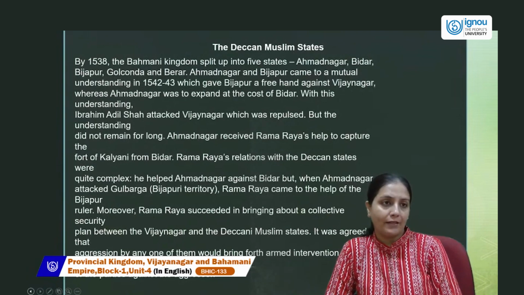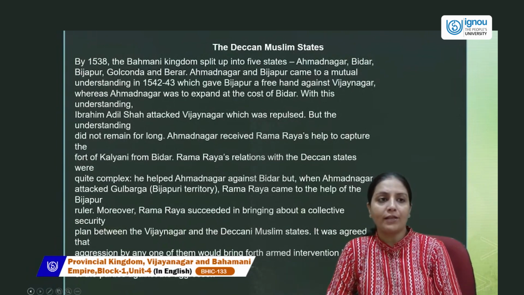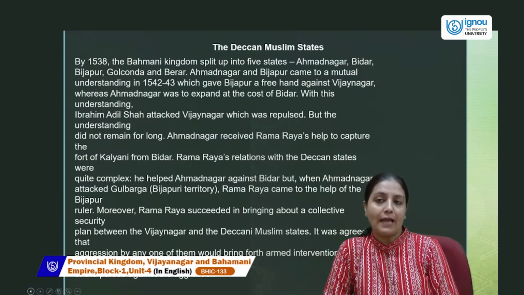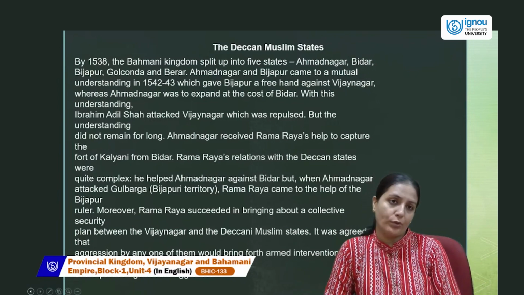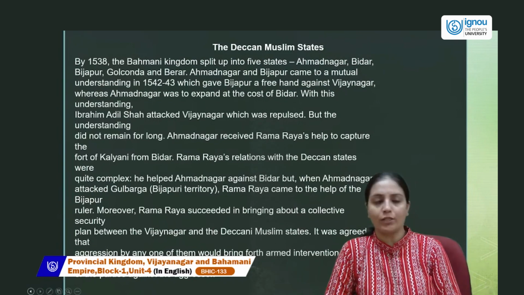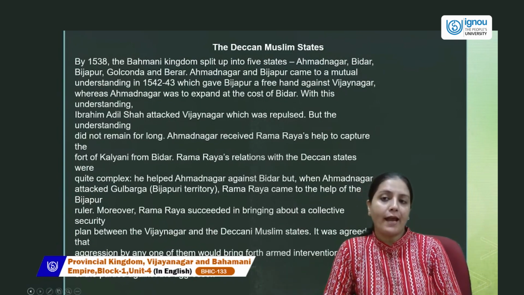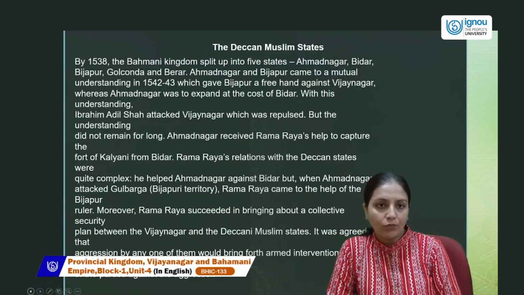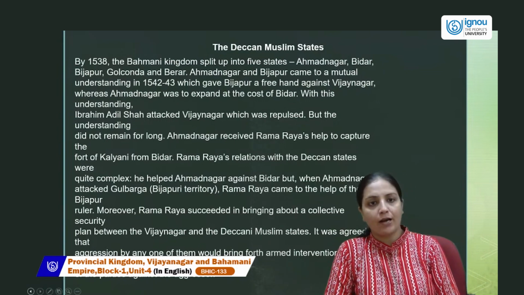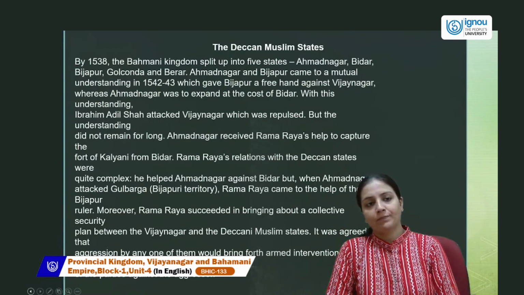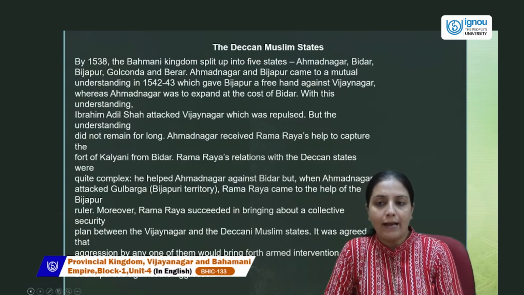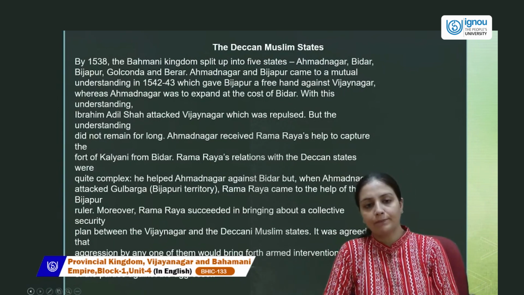The Muslim states of the Deccan at that time. By 1538, the Bahmani kingdom had split up into five states: Ahmednagar, Bidar, Bijapur, Golconda, and Berar. Ahmednagar and Bijapur came to a mutual understanding in 1542-43, which gave Bijapur a free hand against Vijayanagar, whereas Ahmednagar was to expand at the cost of Bidar. With this understanding, Ibrahim Adil Shah attacked Vijayanagar, but was repulsed. But the understanding did not remain for long. Ahmednagar received Rama Raya's help to capture the fort of Kalyani from Bidar.